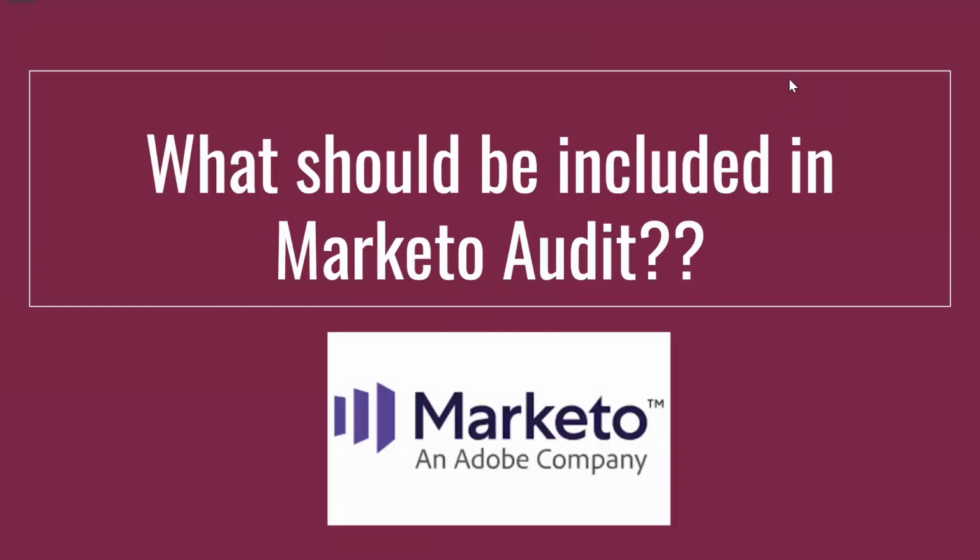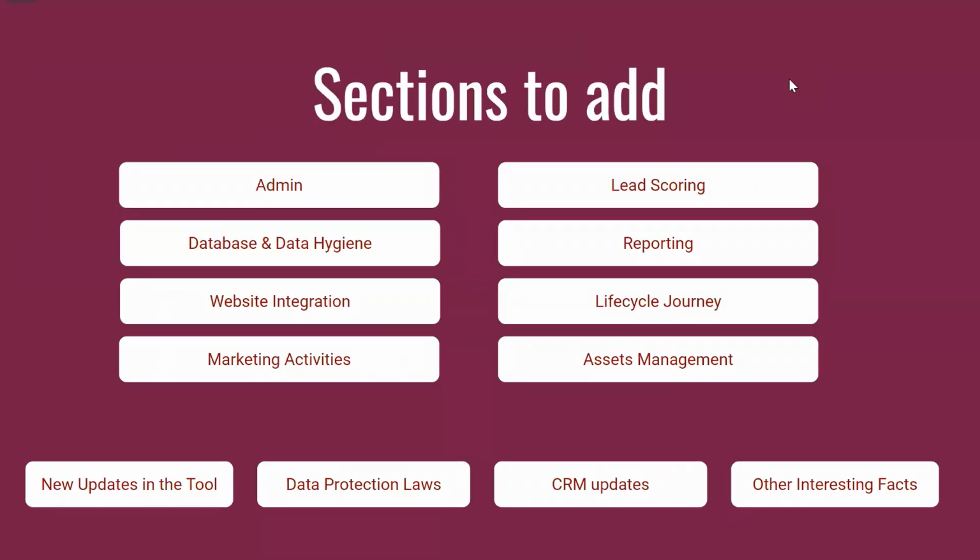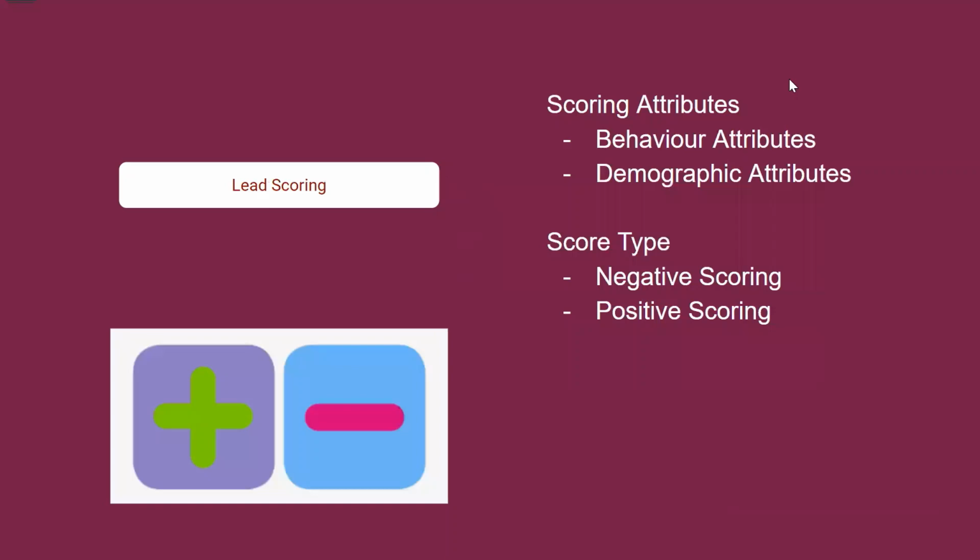As we have already discussed the admin section, what should be included in a Marketo audit, today we're going to discuss lead scoring. Lead scoring is a mechanism to qualify leads, to see if they are suitable to our business or not. There are two attributes, behavior attributes and demographic attributes, and two types of scores, negative score and positive score. Let's talk about behavior score first.